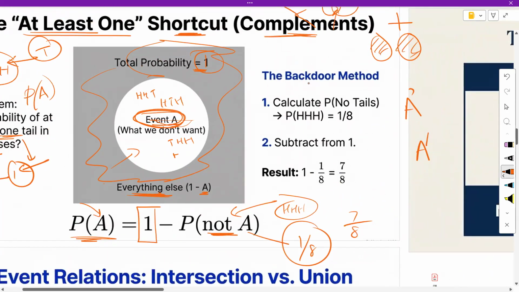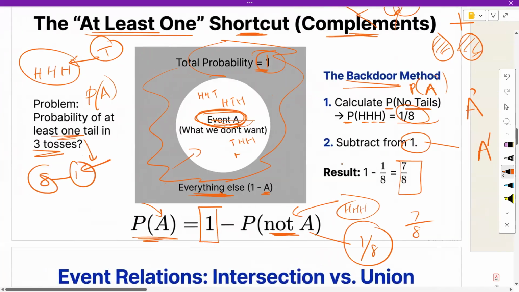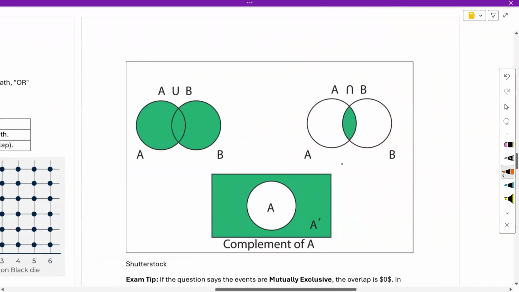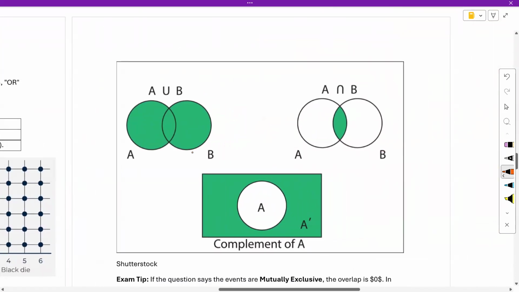This is the backdoor method, simply a shortcut. Calculate the probability of no tails, which is A complement. That is the probability of getting all heads, 1/8. Then we subtract from 1 because the total probability equals 1. So the result is this. Is it clear? Complement? Yes, sir. So we can write this here. When we show this in a Venn diagram, this diagram shows the union, the green area.